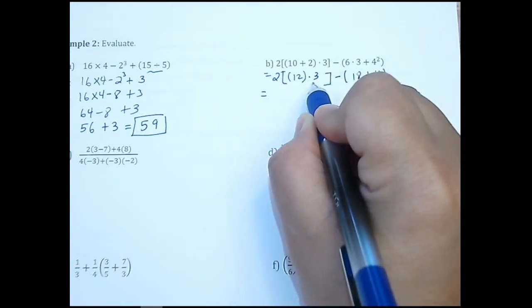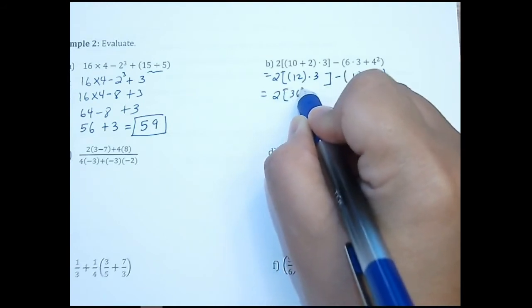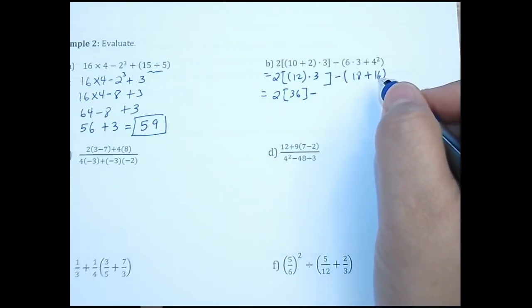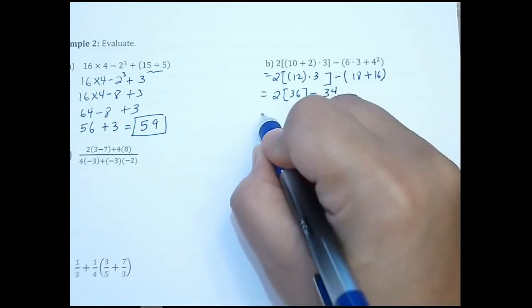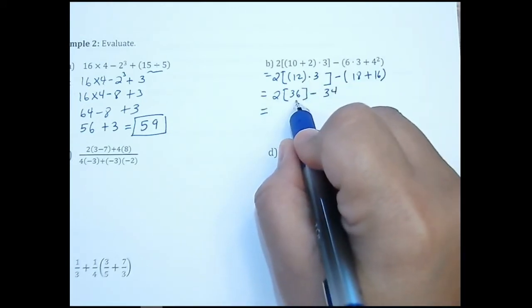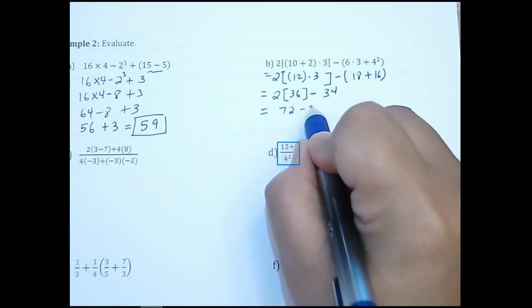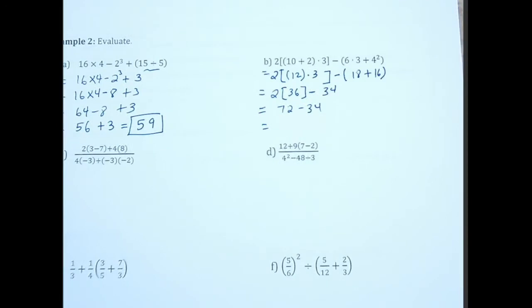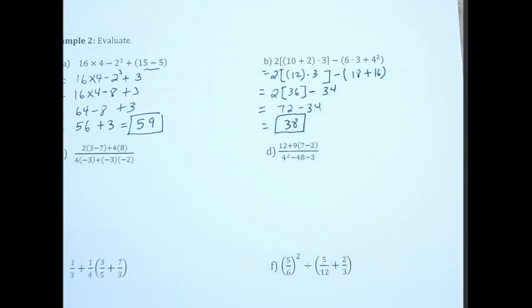12 times 3 is 36. And 18 plus 16 is 34. So 2 times 36, 72, minus 34. And so we get 38. And this would be our final answer.